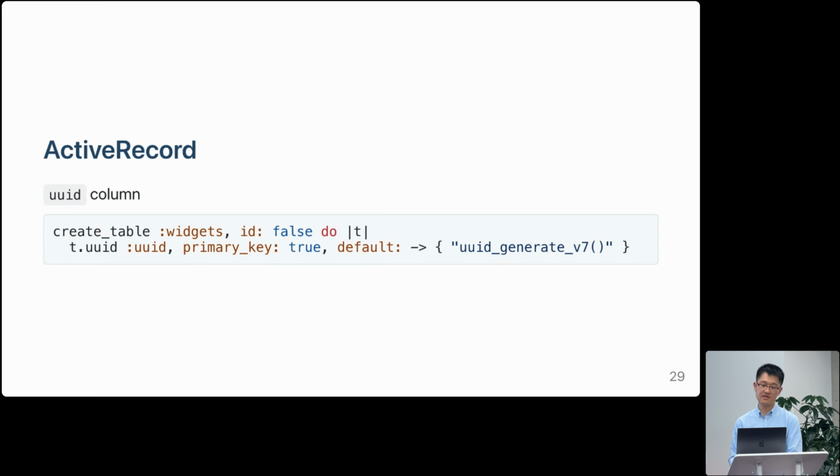Here's just some code. So this is what it looks like at Buildkite. We don't use an ID column, as I mentioned in the previous slide. We have a column called UUID, and we have a function that we've defined in our database called UUID generate v7 that automatically generates those values for us. I should mention that at Buildkite we also have a few ways of generating UUIDs.